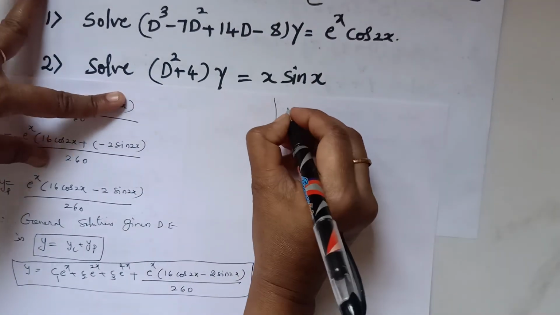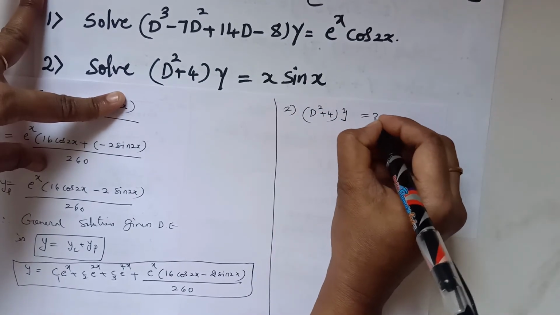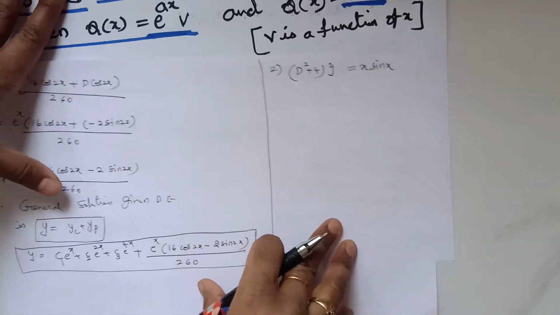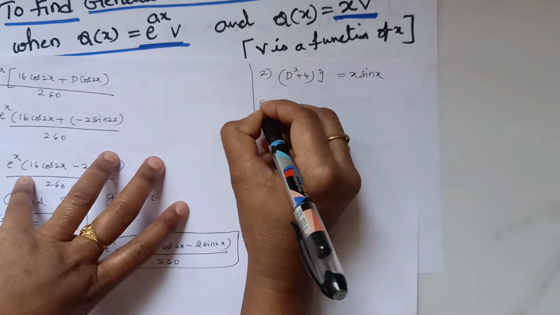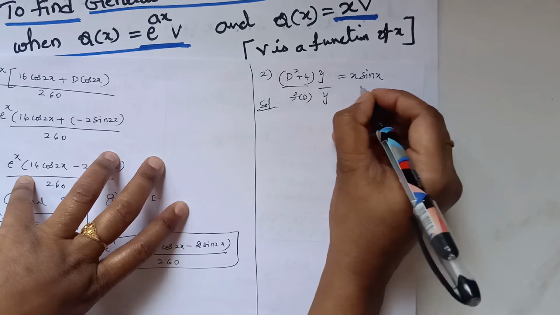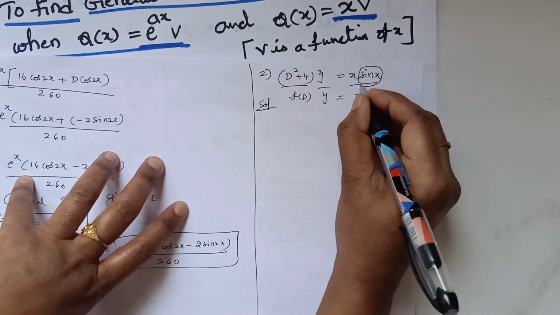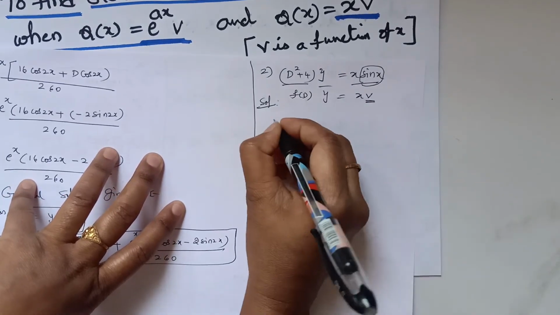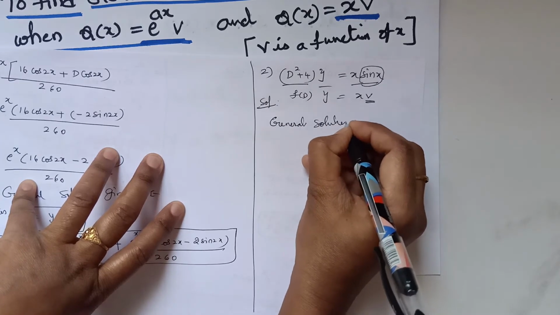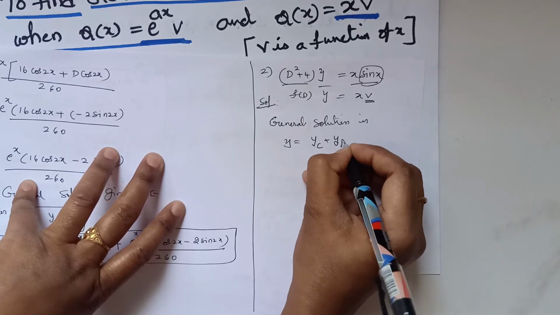Second problem is: solve (D square plus 4) y is equal to x sin x. To find the solution of this differential equation, identify that it is in the form of f of D into y is equal to xV form. V is sin x here. As usual, the general solution will contain two parts: y is equal to yc plus yp.